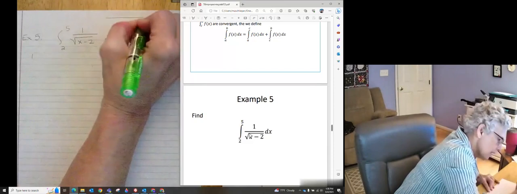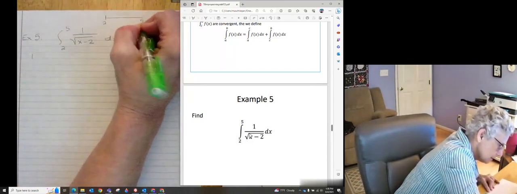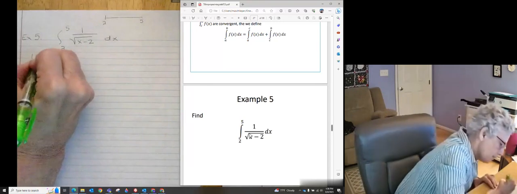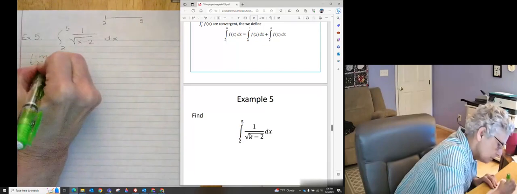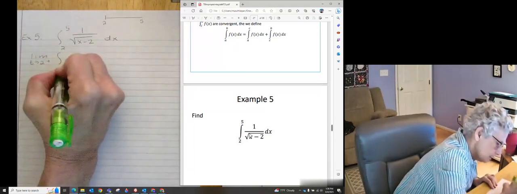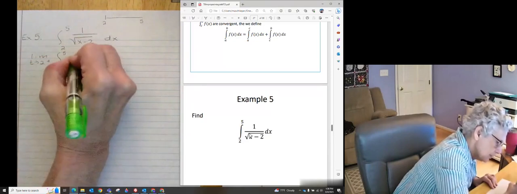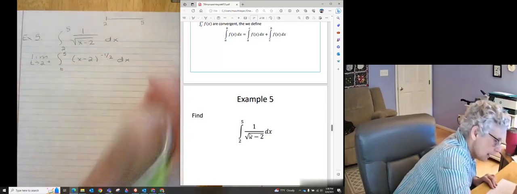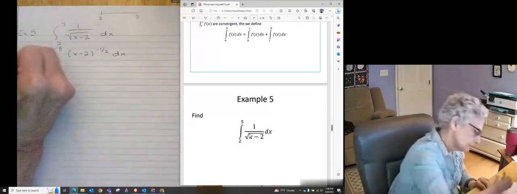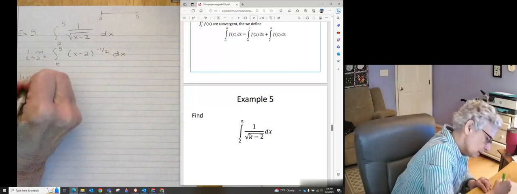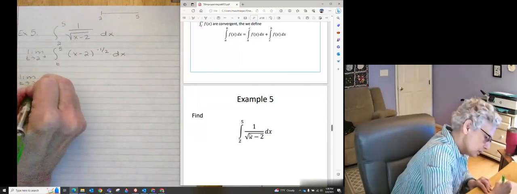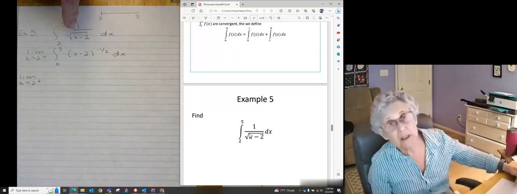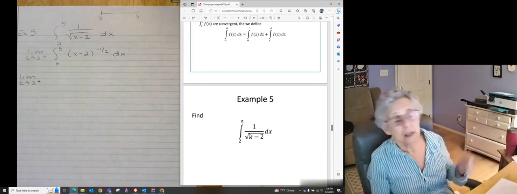So I usually go ahead and write down my interval so I can remind myself which sided limit I have. I have the limit as t approaches 2 from the right, and we're going from t to 5, and I'm going to write this as x minus 2 to the minus 1/2 power dx. The limit as t approaches 2 from the right. We can't approach 2 from the left because you can't plug numbers into that radical that are less than 2.